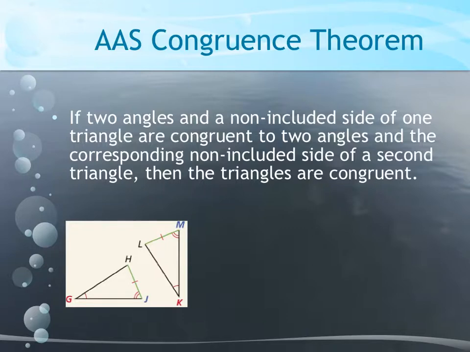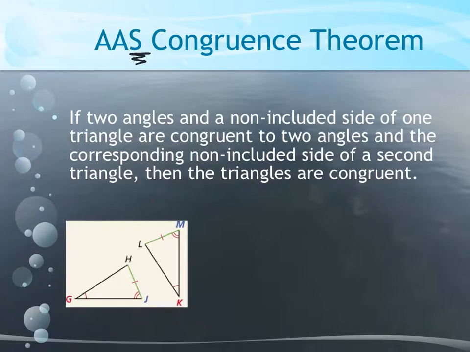Next, the other shortcut we're learning today is the Angle-Angle-Side congruency theorem. What this one states is if two angles and a non-included side of one triangle are congruent to two angles and the corresponding non-included side of the second triangle, then the triangles are congruent. So it cannot be the side in between, because if it was the included side, then it would be angle, side, angle. So notice the position of the S. It's away from the two A's. You put AA and then the S.